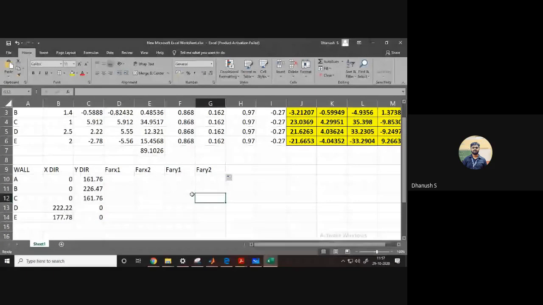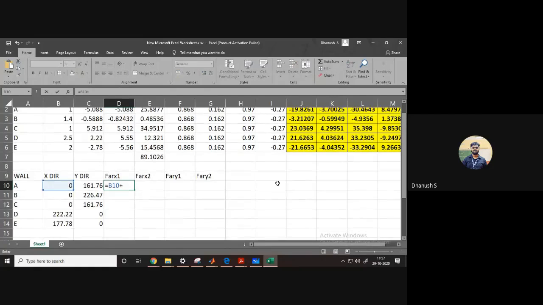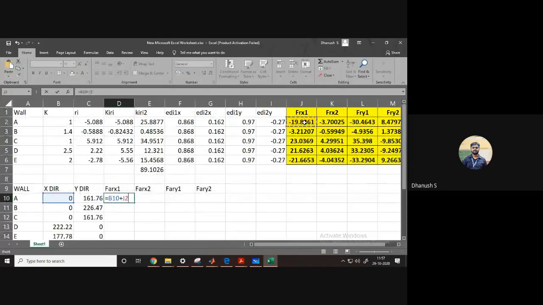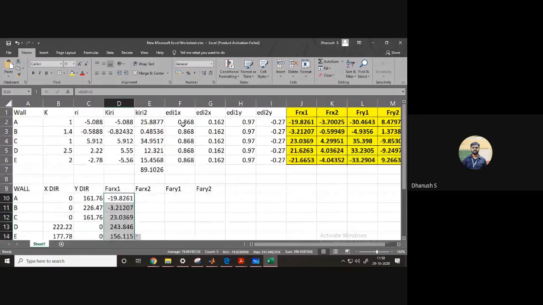Now for the first case, FAR X1 will be equal to this 0 plus the force that you got in this case. Correct? Similarly, you can drag this cell. So these are the forces that are developed in all the walls A, B, C, D, E, when there is a torsion along x direction for a design eccentricity value of 0.868. Clear?